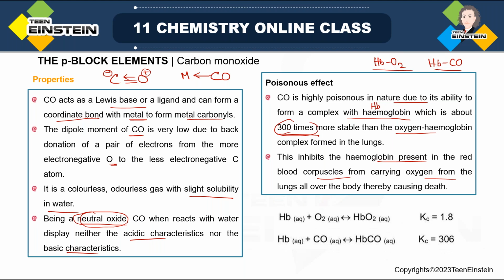So here you can see the two reactions. Hb with O2, that is, hemoglobin, HbO2, the Kc value, that is, the equilibrium constant, is 1.8, but this is 306. So very, very high compared to this. So this complex is very stable. Because of this reaction, it is poisonous. But this type of poisonous effect is not present in the other oxide, carbon dioxide, which is harmless.